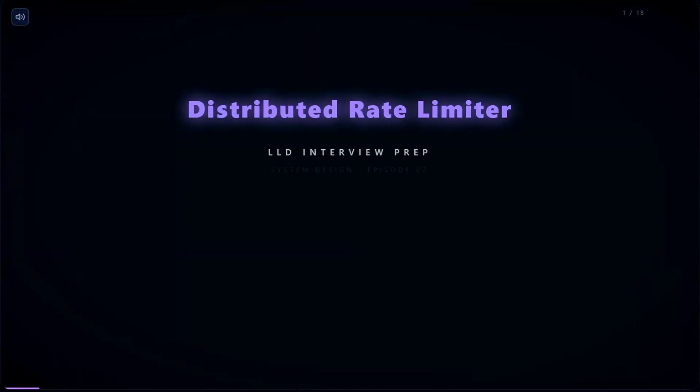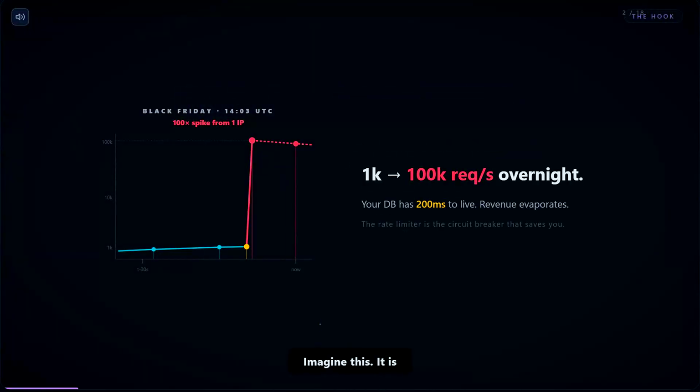Imagine this. It is Black Friday. Your API has been humming along at 1,000 requests a second. Suddenly the graph spikes to 100,000. Latency triples. Your database CPU pins at 100%. Real customers see 503 errors.